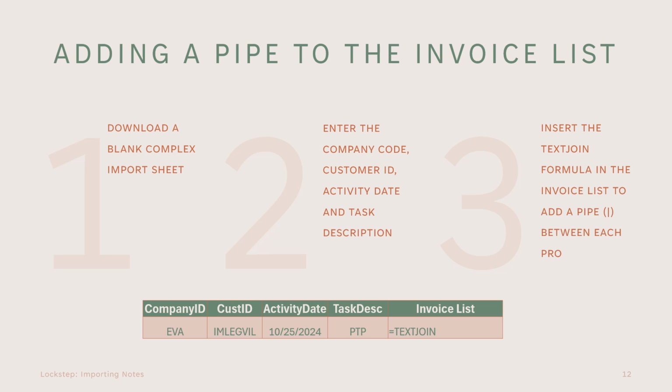Start off by downloading or opening a blank copy of the complex import sheet. Enter the company code, EVA for Evans or WST for West Accounts. Enter in your customer's ID, which is the bill to code, your activity date, which should be the date that you're uploading your import sheet, and complete your task description. Last, we're going to insert our pipe into the invoice list. So we'll type in our formula text join.